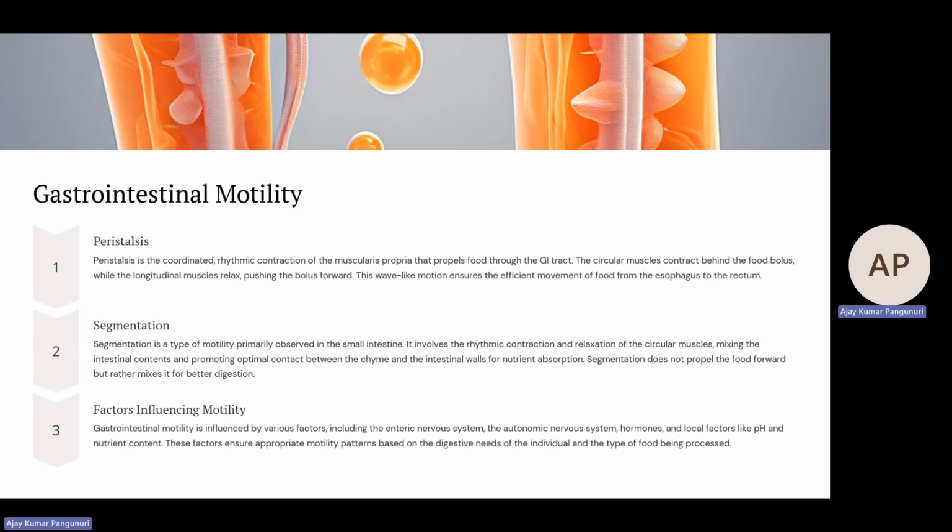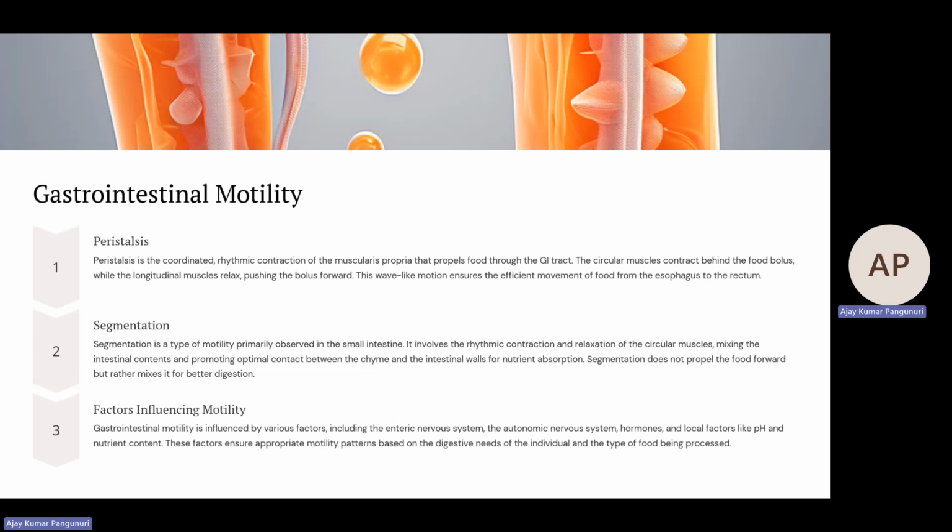Segmentation. Segmentation is a type of motility primarily observed in the small intestine. It involves the rhythmic contraction and relaxation of circular muscles, mixing the intestinal contents and promoting optimal contact between the chyme and the intestinal walls for nutrient absorption. Segmentation does not propel the food forward, but rather mixes it for better digestion.